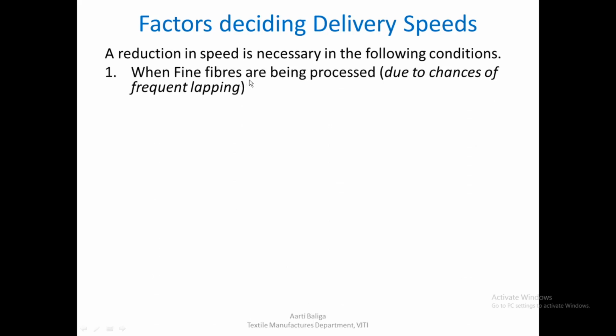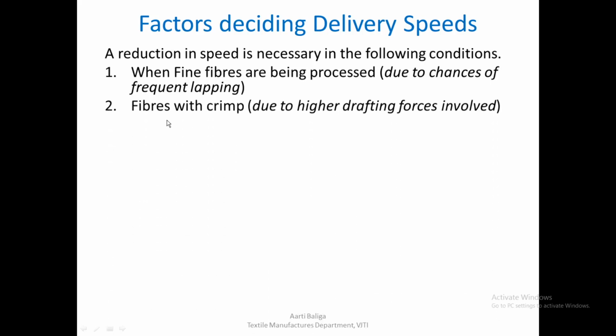When we are processing fine fibers, we need to see that the delivery speeds are lower, because there are chances of roller lapping, frequent lapping, more in case of fine fibers. Also, if the fibers have a high crimp in them, then due to the higher drafting forces involved, we should reduce the delivery speed so that the irregularities are reduced.